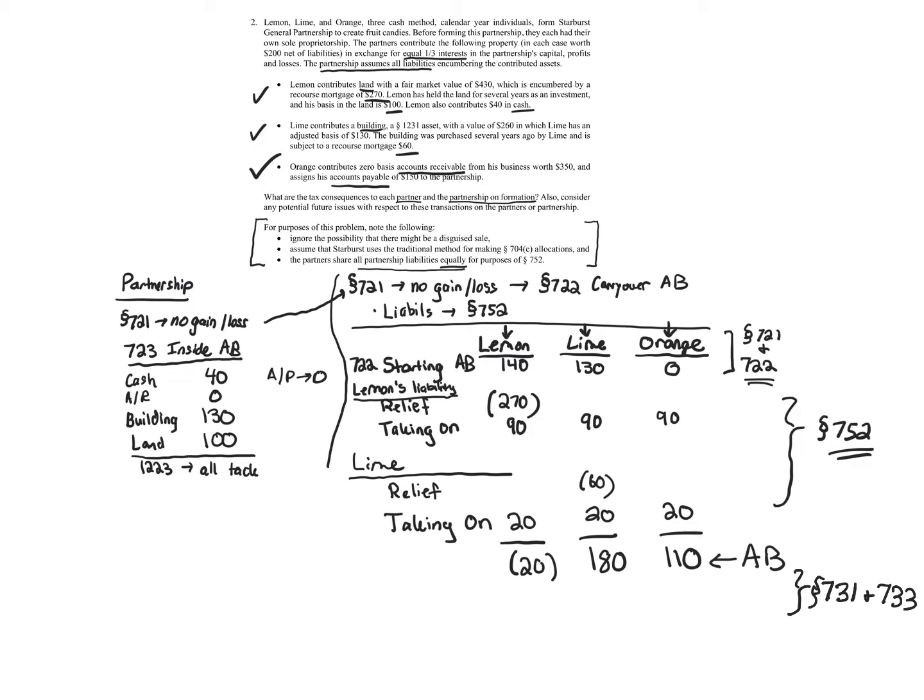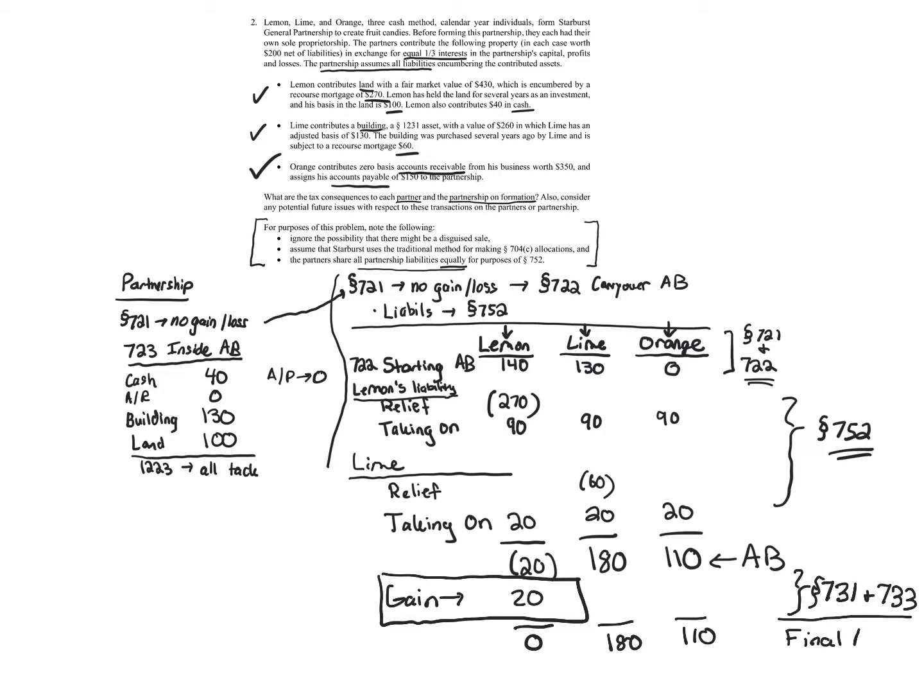733 specifically says that once you have a negative basis for cash, you then have to record gain up to the amount of that negative basis. So in conjunction with one another, we then record a $20 gain. So Lemon has a $20 gain, and that brings Lemon's basis to 0. So 0, 180, and 110 are the final adjusted bases in the problem.